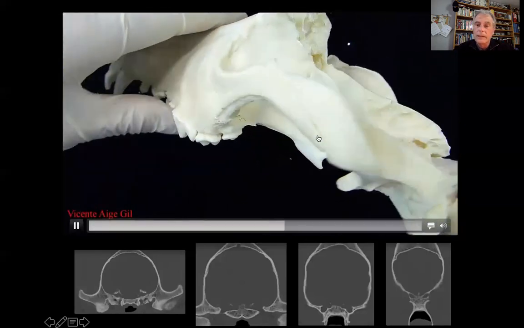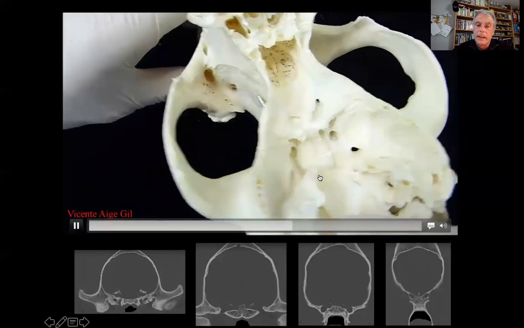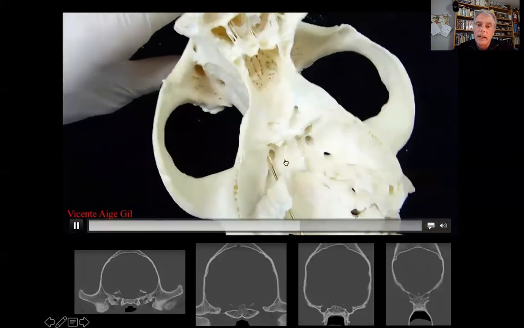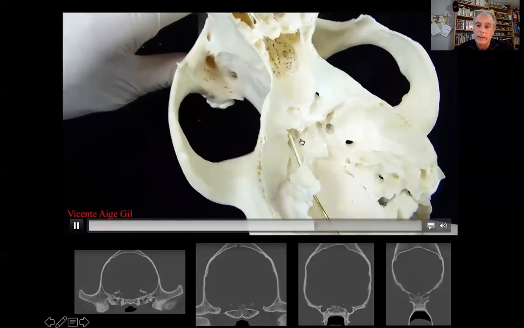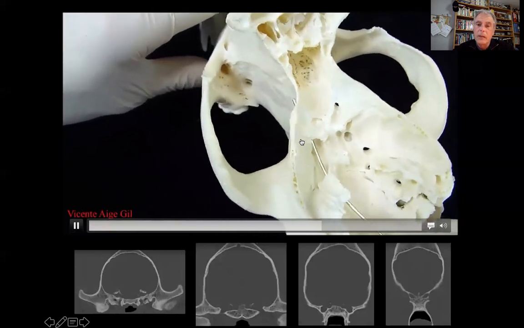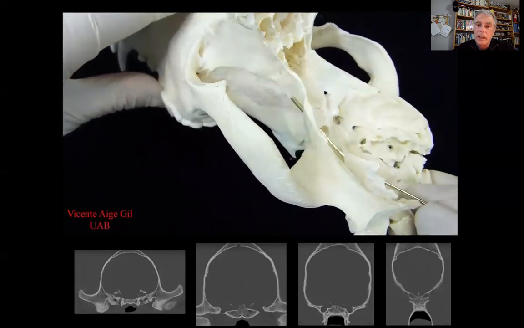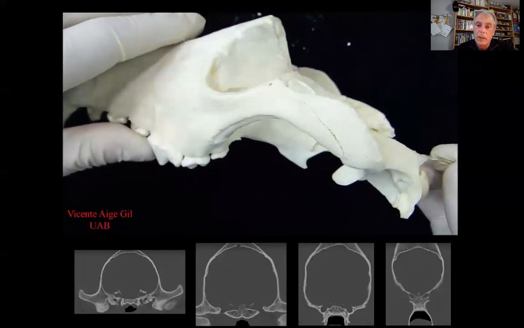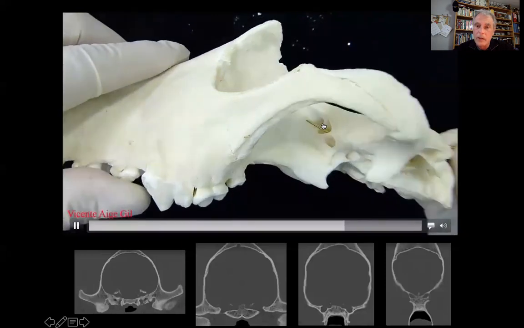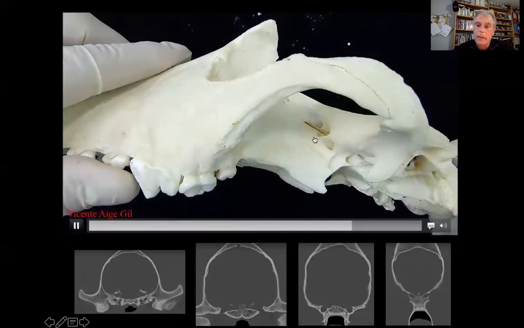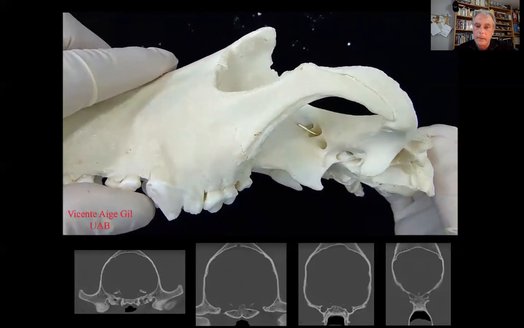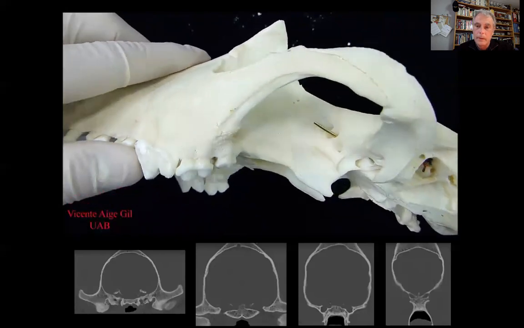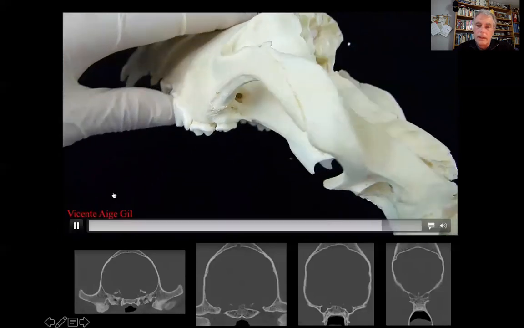The next one is going to be the ophthalmic nerve and leaves the cranial cavity through the orbital fissure here. And as you see from the outside, the orbital fissure is located ventral to the optic canal. There you have the orbital fissure.